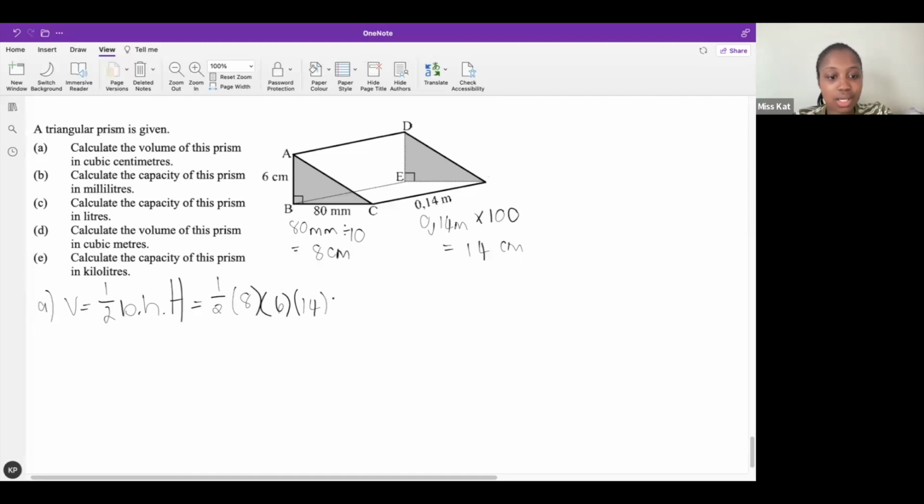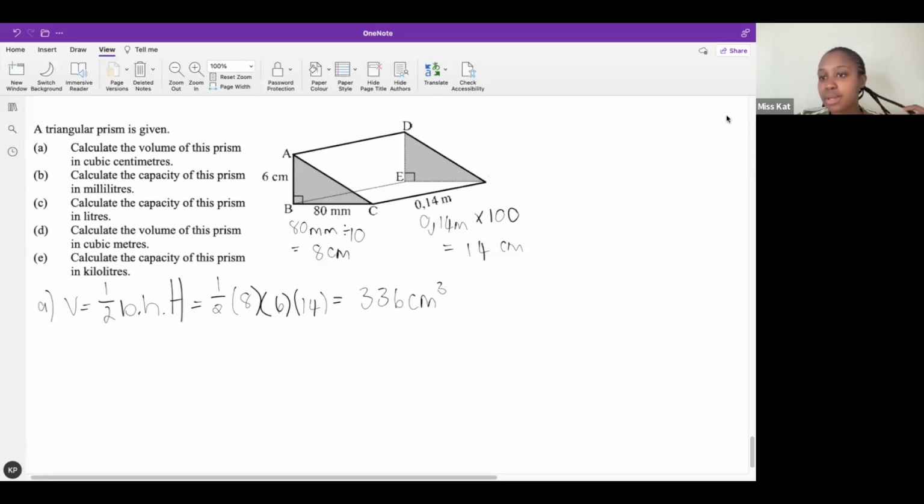Now let's all go to our calculators and tell me how much the volume is. Okay, please check if that is correct. 336 cubic centimeters. Yes. Wonderful. Thank you very much, Setabile.